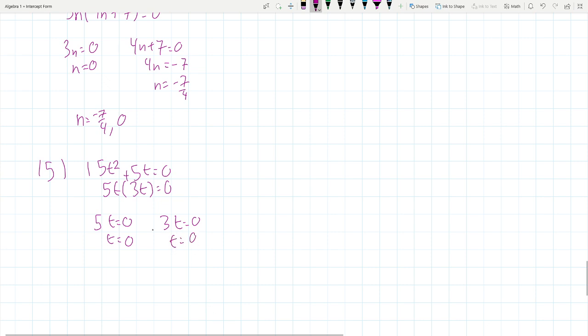Where did they mess up? Well, where they messed up was right here. When they pulled out that 5t, they should have been left with 3t plus 1. Now this is a pretty common mistake whenever you divide out that 5t.